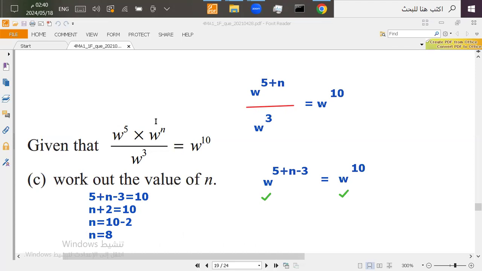So if I put 8 here, this means when we multiply, we're going to add the powers. 5 plus 8 is what? Very good. 5 plus 8 is 13. And then we subtract 3. 13 minus 3 is going to be 10. And this is the right answer for this question. Focus on the steps and how to simplify numbers and variables.